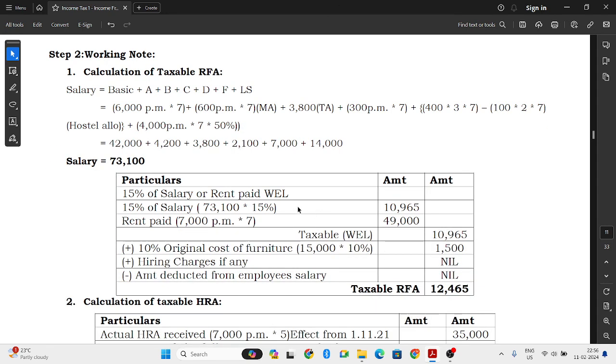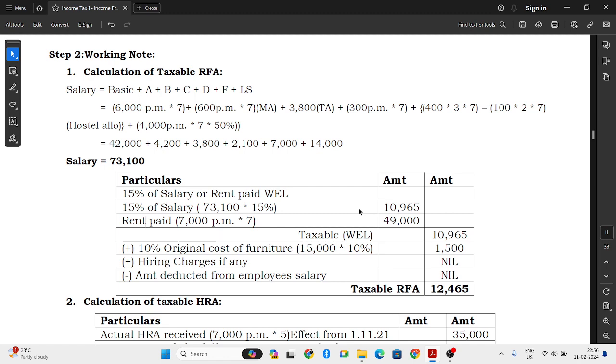So 15% of that we will consider. 15% of that is 10,965. The rent paid in question, they have given that he is paying 7,000 per month rent. He is staying for 7 months, so the rent paid is 7,000 into 7 months, which is 49,000. Out of these two, whichever is lesser, 10,965 is lesser, that we will consider.